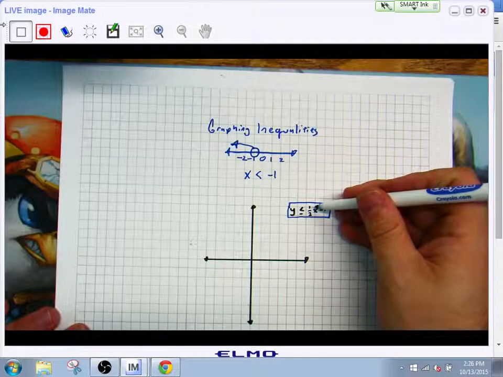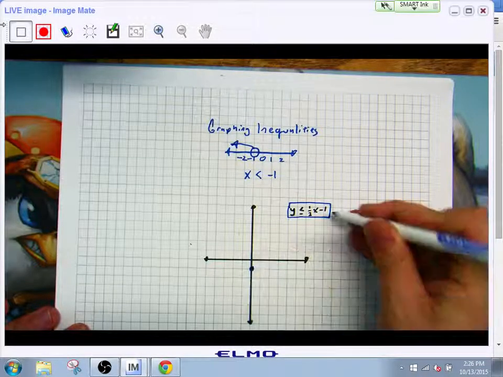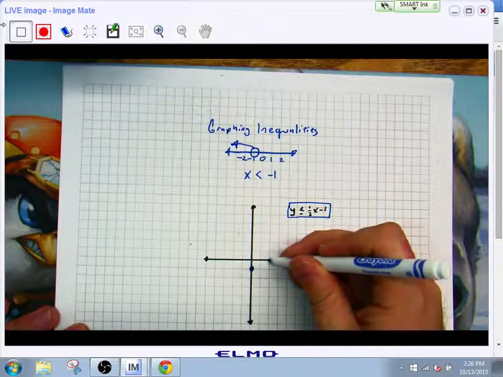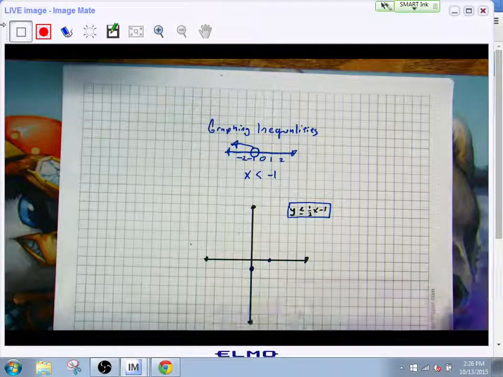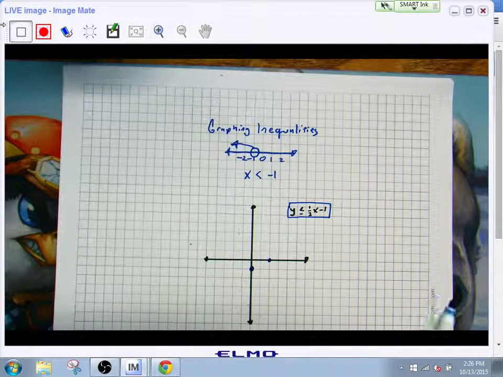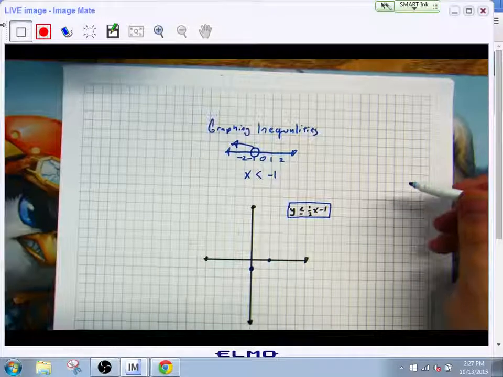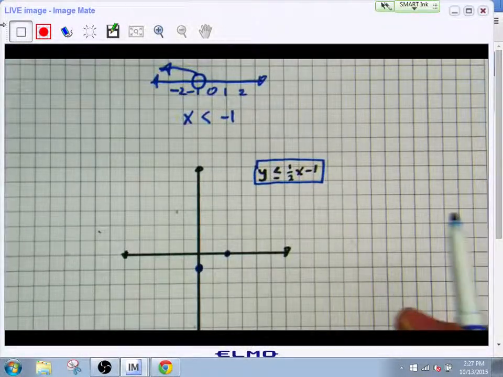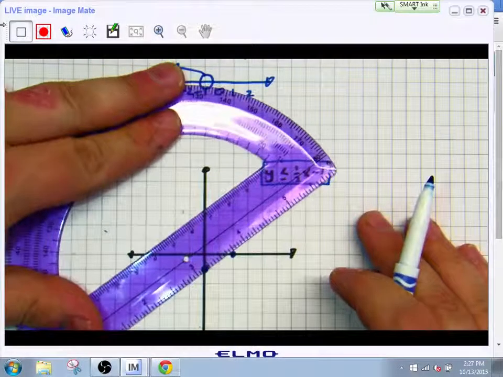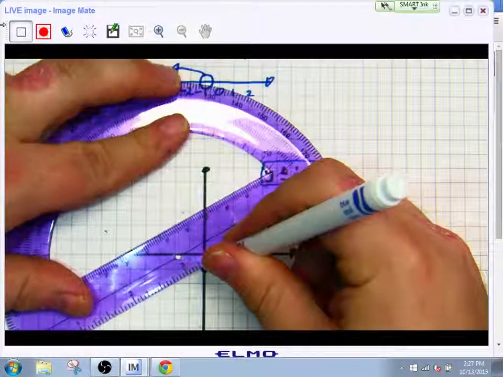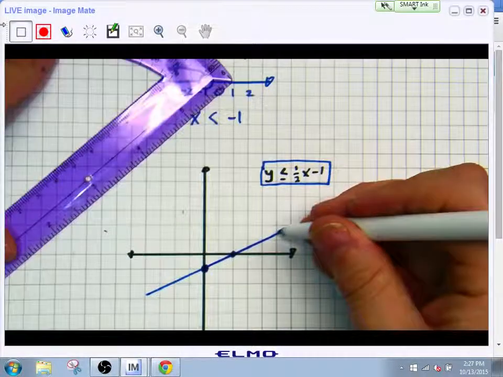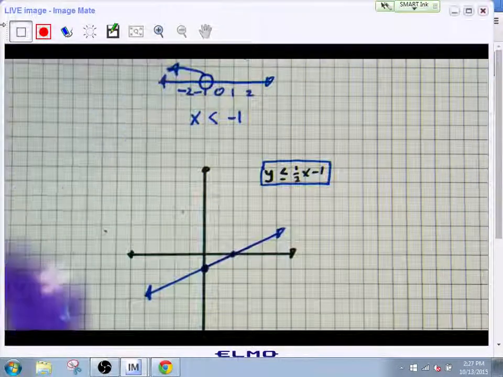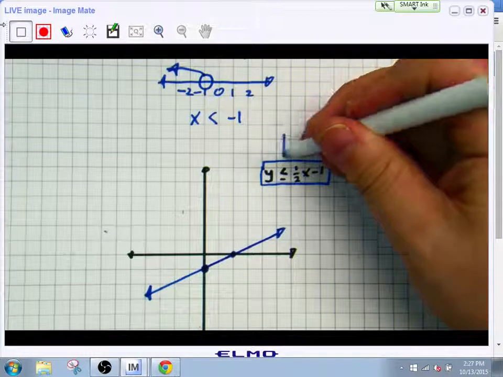Because what this says is I got to go down 1, right? That's my b. I go up 1 over 2. That's another point. 1/2 x minus 1. All right, so now I'm just going to graph this bad boy. Okay. That's our relationship. But now what I want to draw your attention to is our inequality.